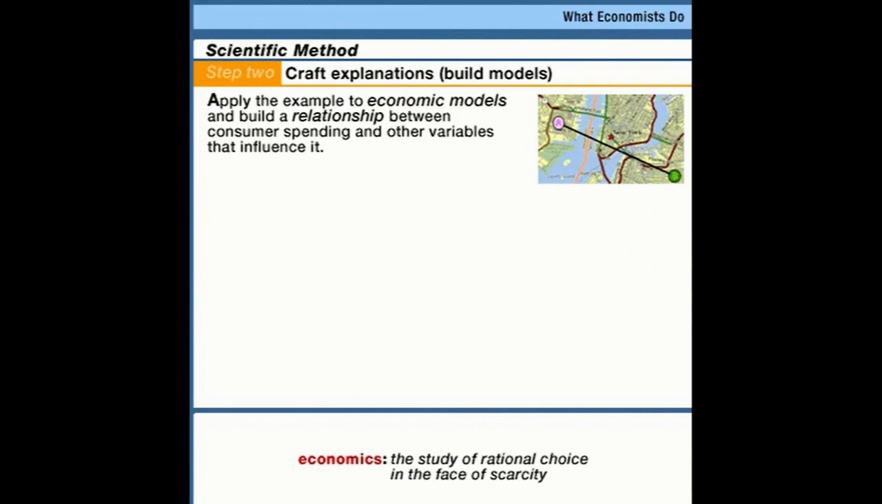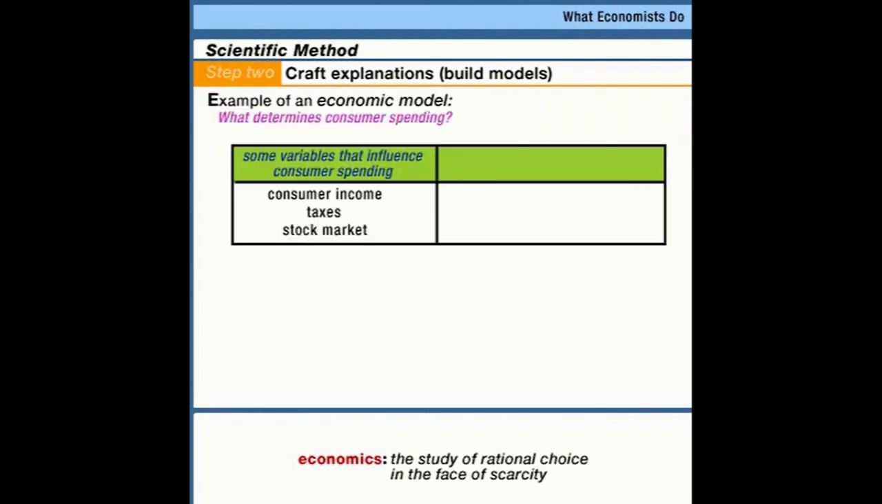So as we're building this model, we're going to want to include things like consumer income, taxes, the stock market, and other factors that influence how much money people choose to spend. We can probably ignore other things that bear less on the consumer spending decision, such as the gender of the children or the color of the breadwinner's hair. I mean, these are real facts from the real world, but they probably aren't very important in determining how much money people spend.